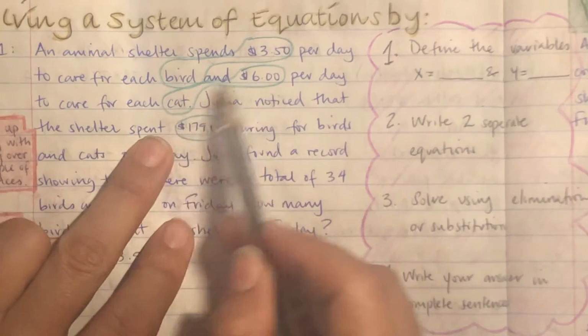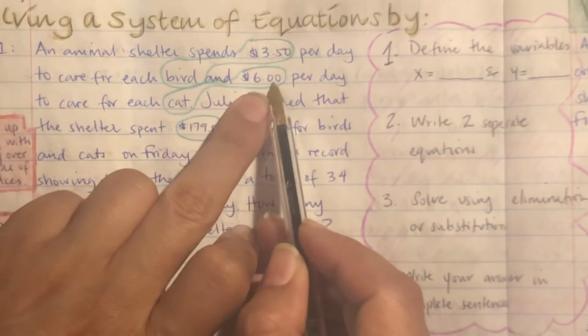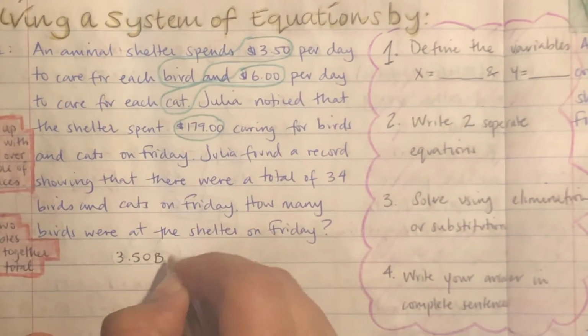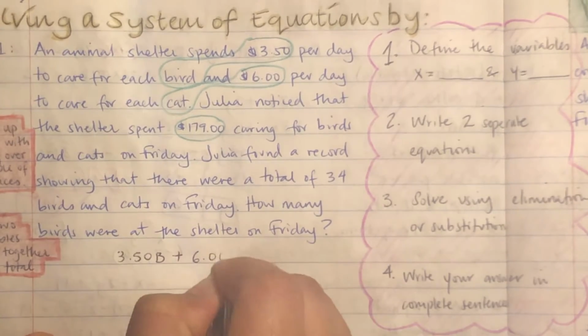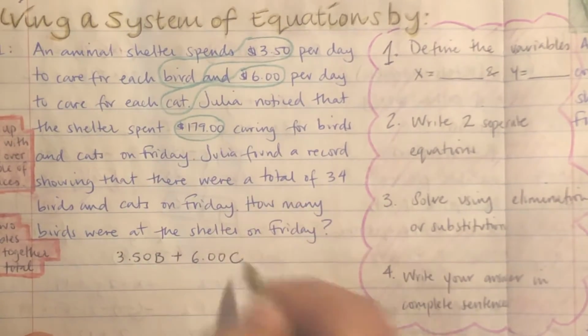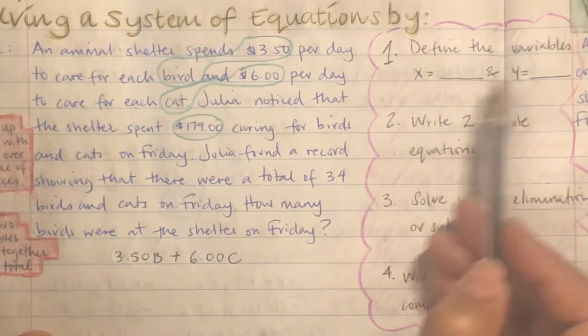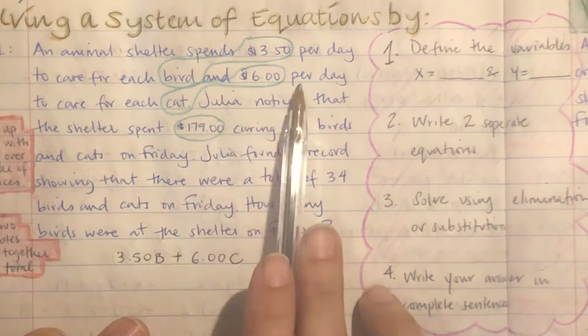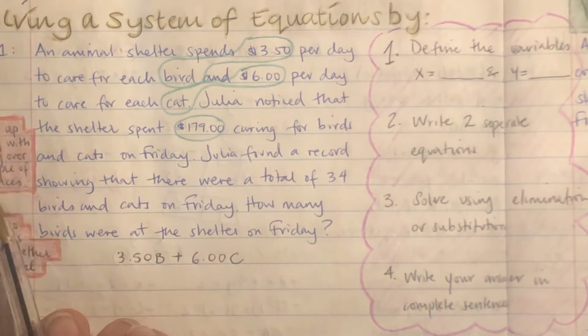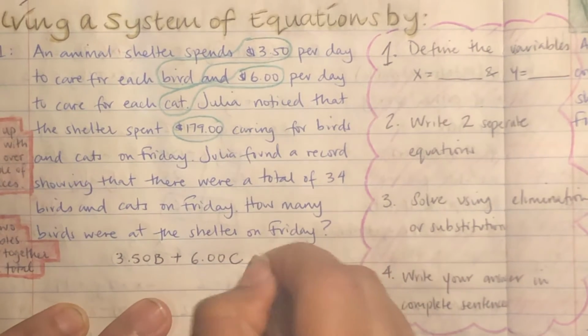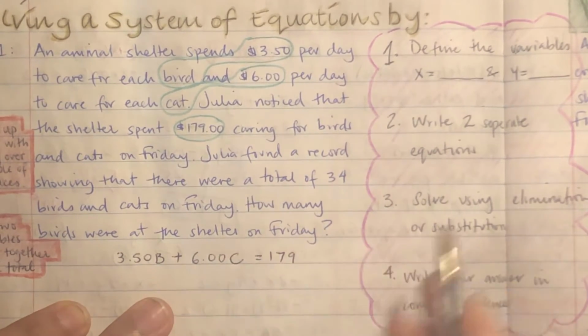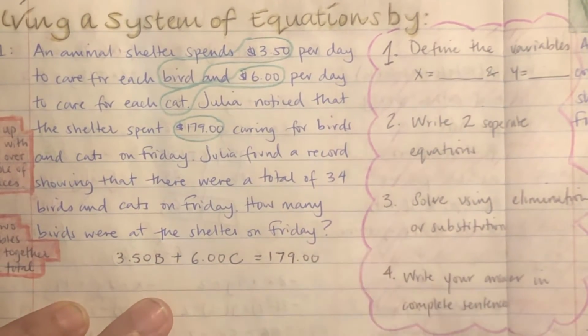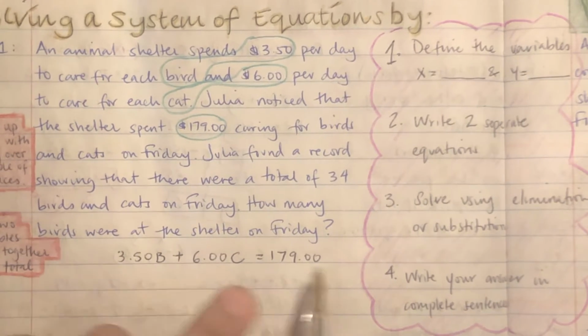My second thing that I circled is $6 with cat. So that plus the $6 for a cat, which is C. So B and C, or X and Y, same thing, is equal to, line up money with money, 179. So this is money, money, money.